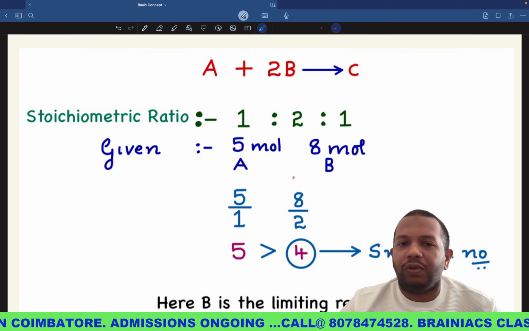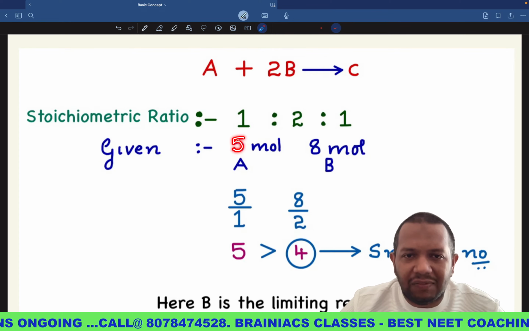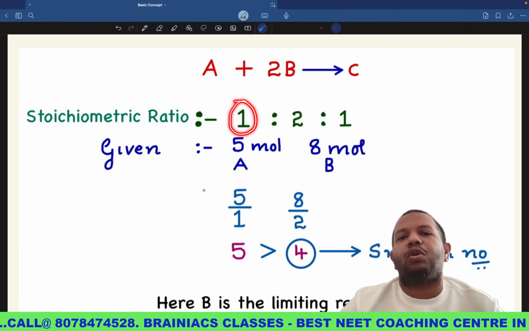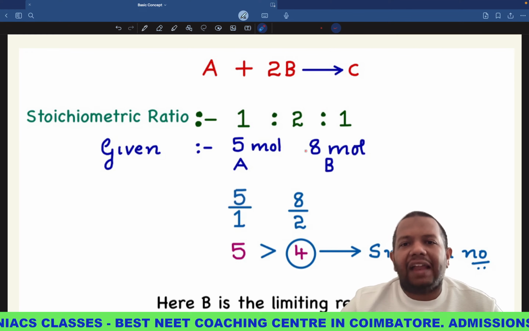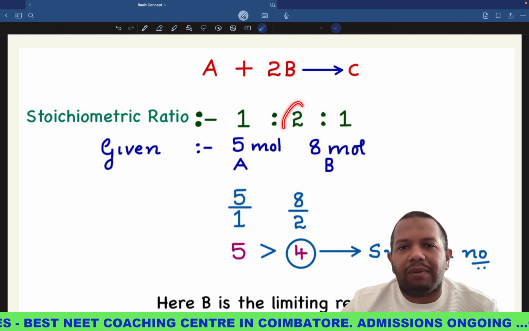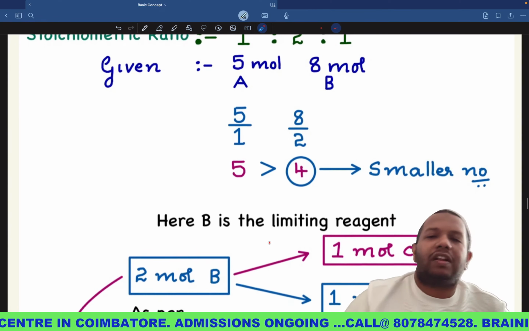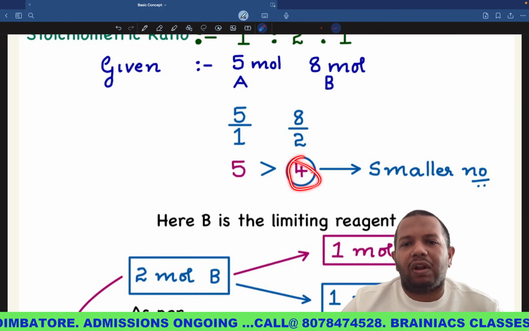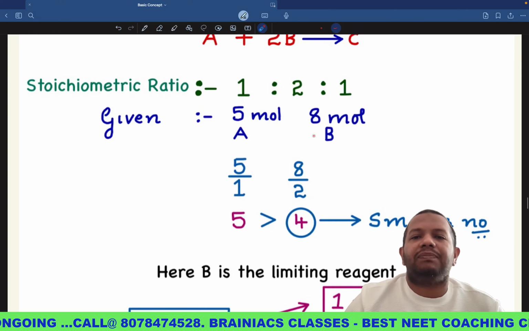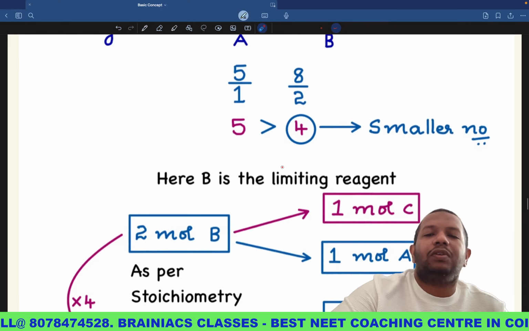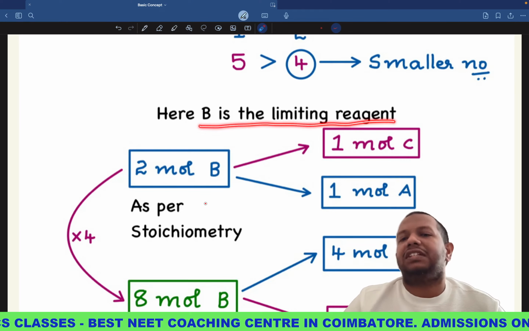Now what we need to do? Divide the given quantity by the respective stoichiometric value. So this would become 5 divided by 1, and this would become 8 divided by the respective stoichiometric number, that is 2. Check which is the smaller number. 8 by 2 is 4, and hence it is the smaller number. So this corresponds to B. I can say very easily that B is the limiting reagent here.